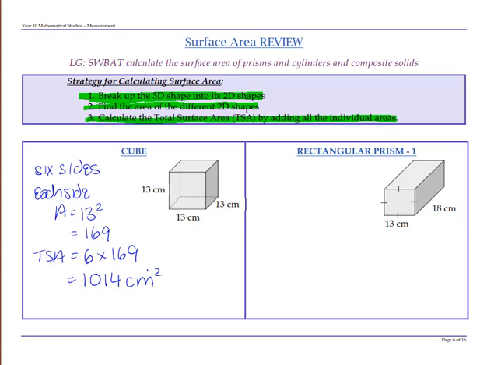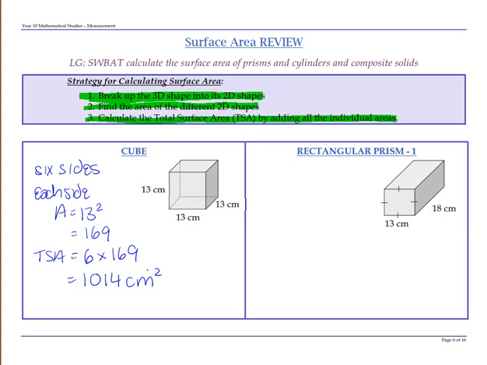Okay, now be careful when you have things like this. If it's an open cube, so if it said it was an open cube, then we would have to only do 5 sides because it wouldn't have a top. So always read the question, assume it's always solid unless told otherwise.